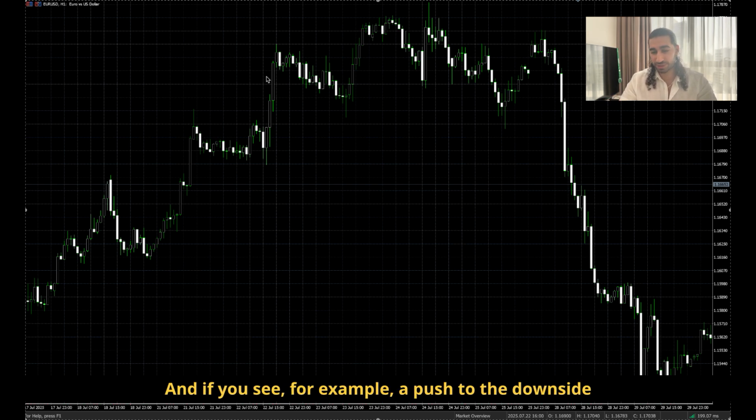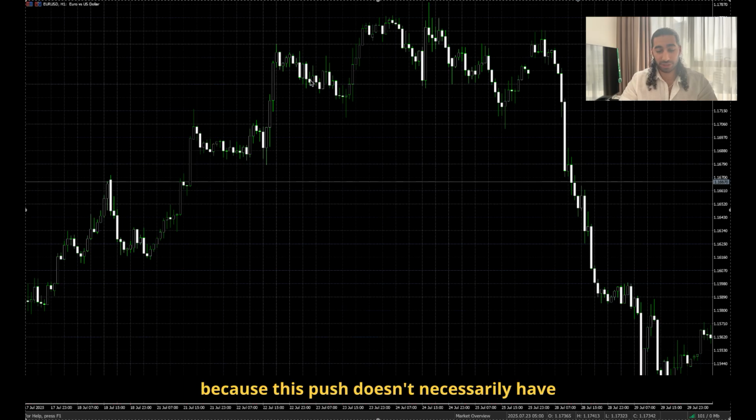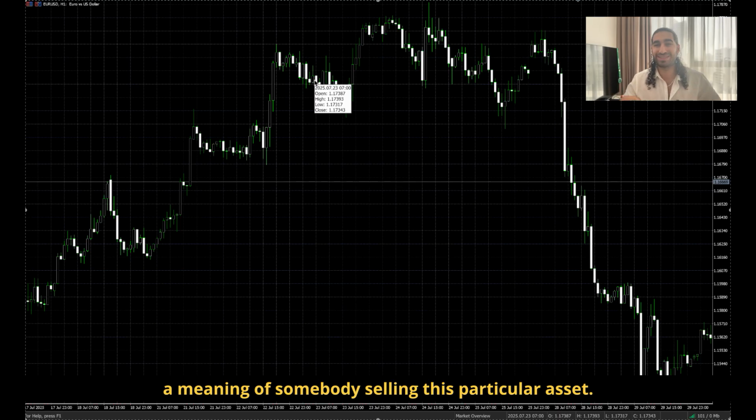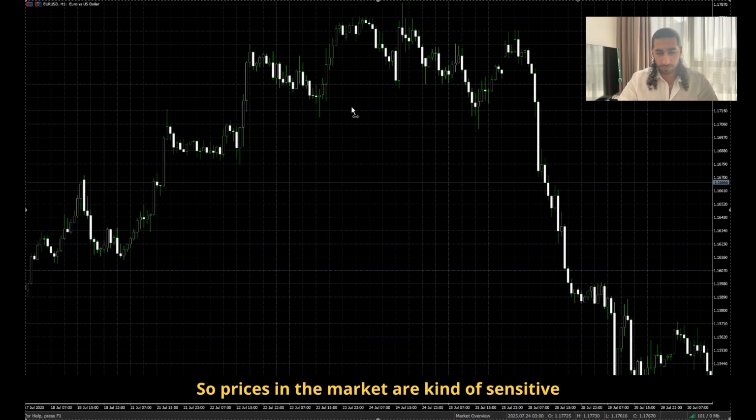And if you see, for example, a push to the downside after a push to the upside, after the close of a session, well, you might think you're not getting involved because this push does not necessarily have a meaning of somebody selling this particular asset. It's just that asset pulling back because people are getting out of their trades.